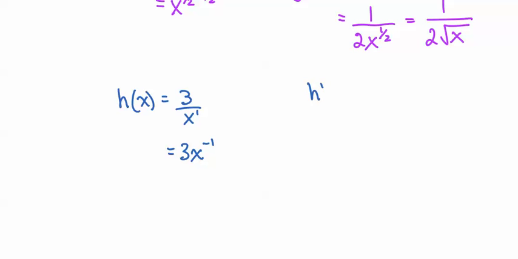If we want to find the derivative of h of x, just take your exponent, -1, and put it in front of the 3. So now it becomes -3x. And then we subtract 1 from our exponent, so that makes it -2. So that's our derivative, and remember we don't want to leave negative exponents, so we would write that as -3 over x squared. Awesome.